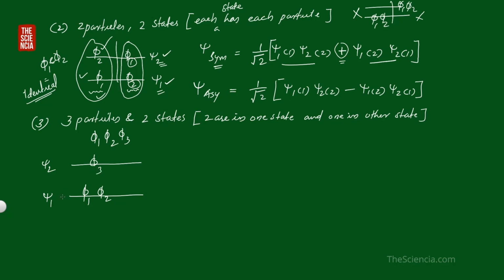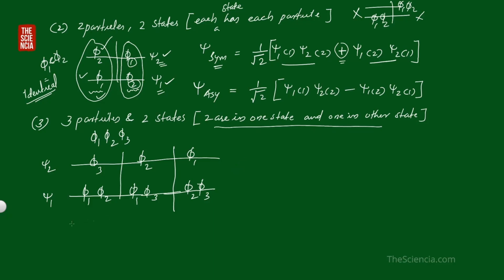Now what is the other combination satisfying this criteria? That is phi 1, phi 3 maybe in the first state and phi 2 in the higher state. Or there is one more possibility, that is phi 2 and phi 3 are in the first state and phi 1 is in the next state. So these three combinations are possible for this given condition.